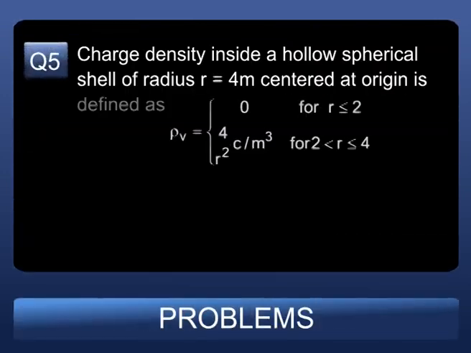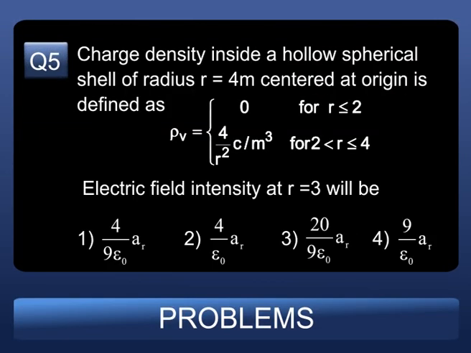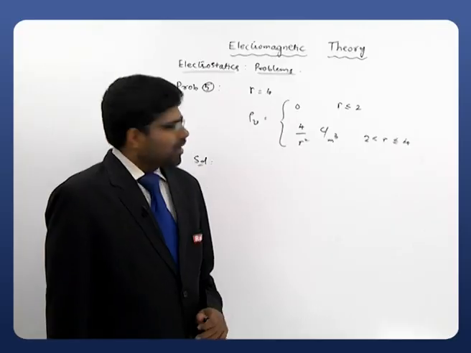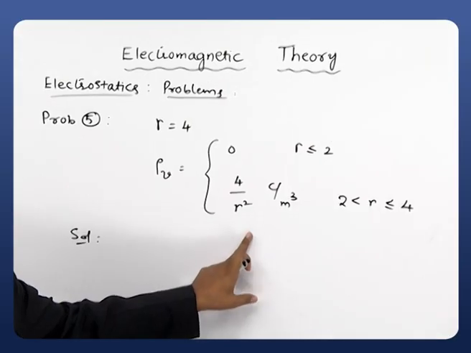Question number 5. For the same question asked in our previous problem, now we need to calculate the electric field intensity at r equals 3 meters. The charge distribution is given as rho v equals 0 for r less than or equal to 2, and 4 by r square coulomb per meter cube for 2 less than r less than or equal to 4. This is the problem. The same data was given to us once again.